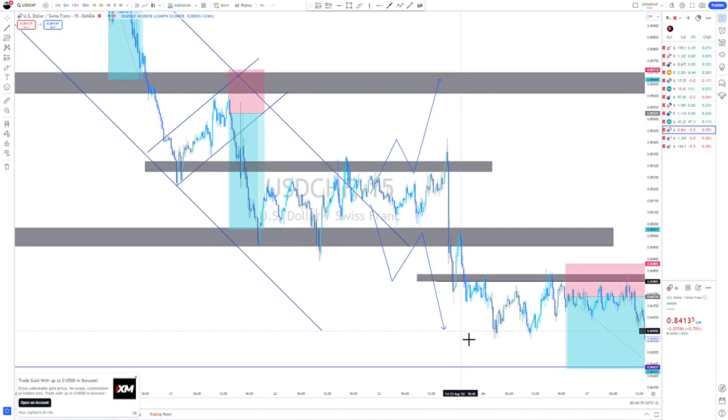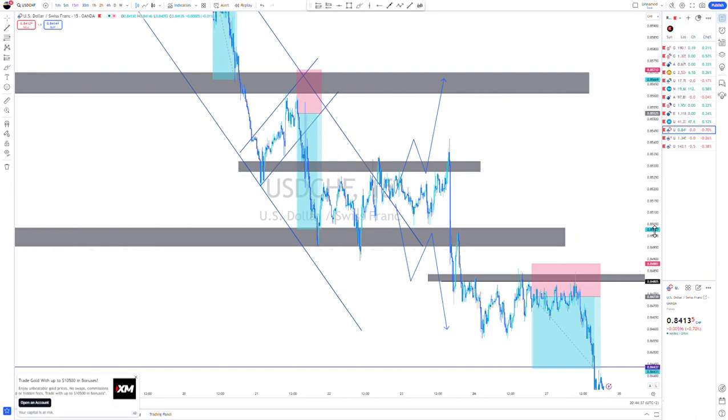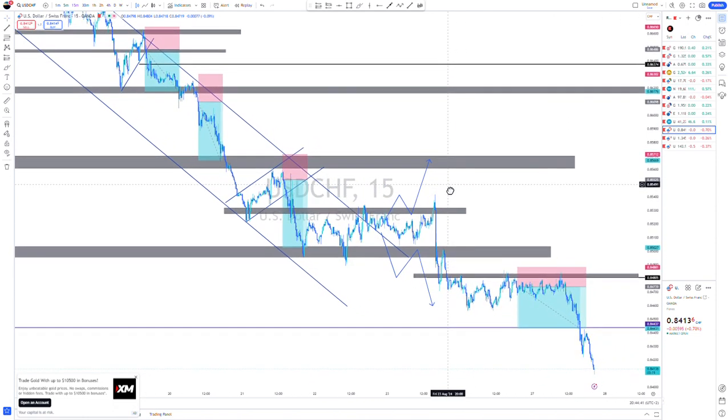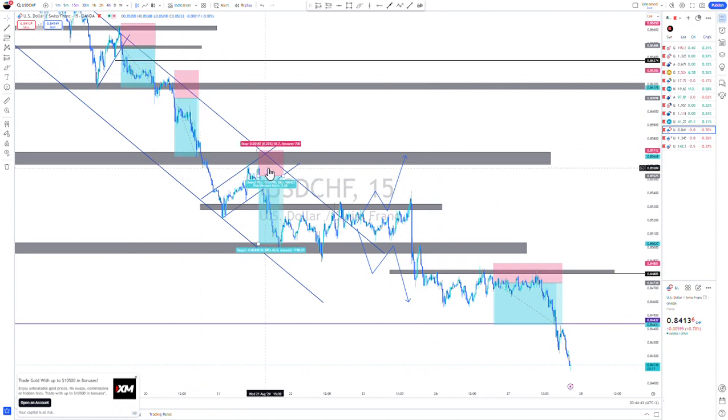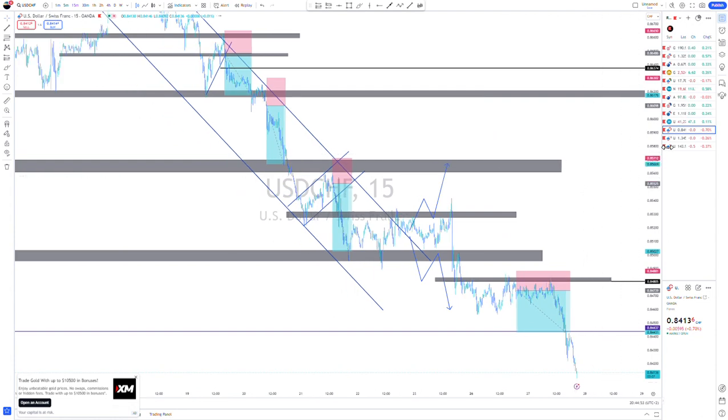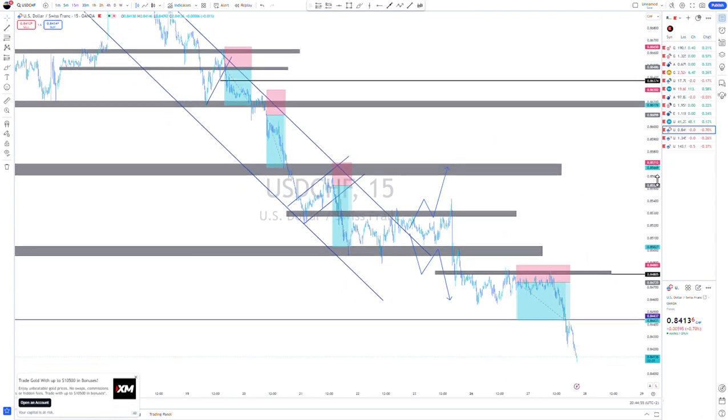It's been good. USDCHF has been behaving very well. All these trades that I took, how many? One, two, three, four entries, and all of them are winners. Wow, this is so good, guys. This is very outstanding.